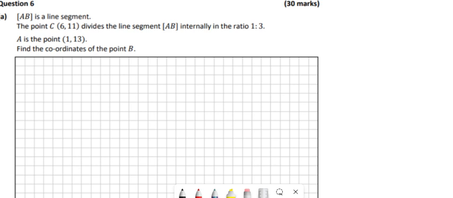Hi folks, this is question 6. A line segment is just being divided into a ratio here. There's a formula in your log tables. I'm just going to put everything into that. You can do it without the formula as well if you want, but I think it's easier to just put everything in.